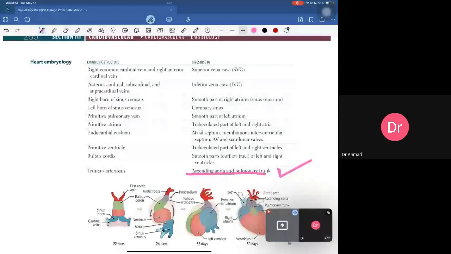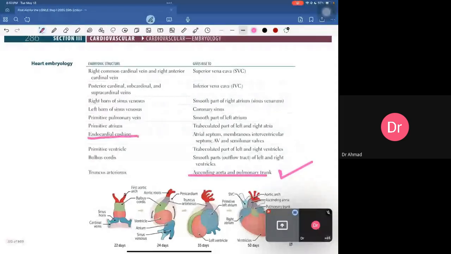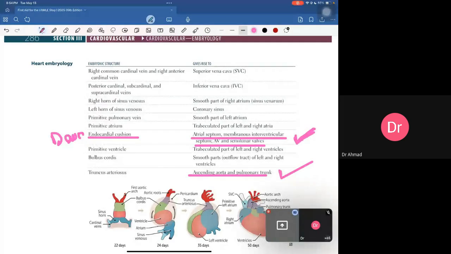In the same way, endocardial cushions. These are important because these are the problems in Down syndrome. The endocardial cushions will give rise to the atrial septum, membranous interventricular septum, and AV and semilunar valves. So these are the things that you want to remember. Remember, we have to focus on the high yield things, not everything. So keep your focus on these ones, and you can skip the other ones.